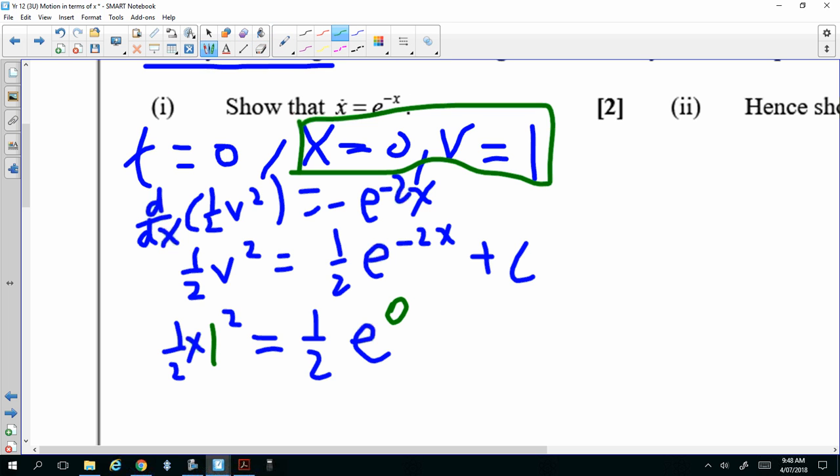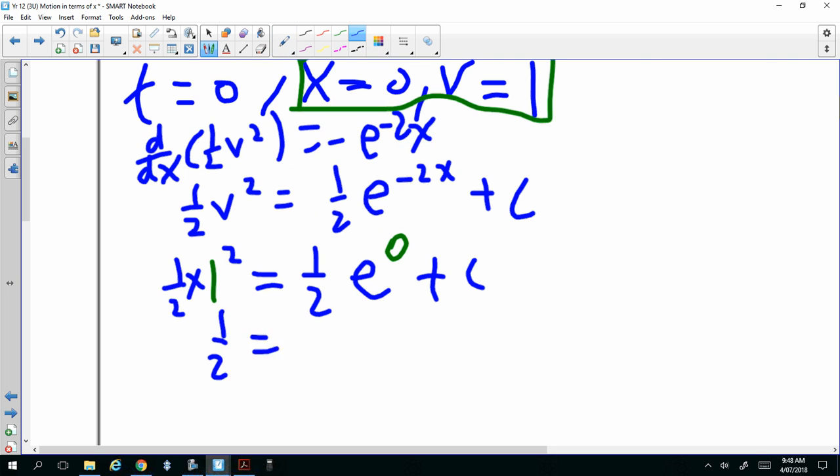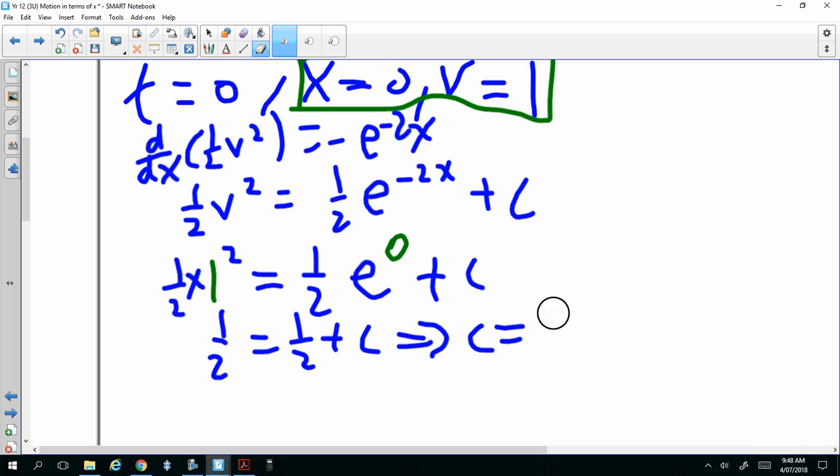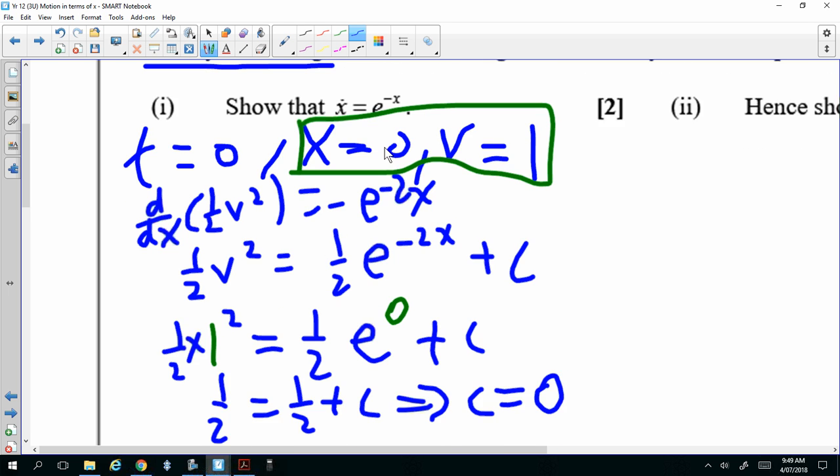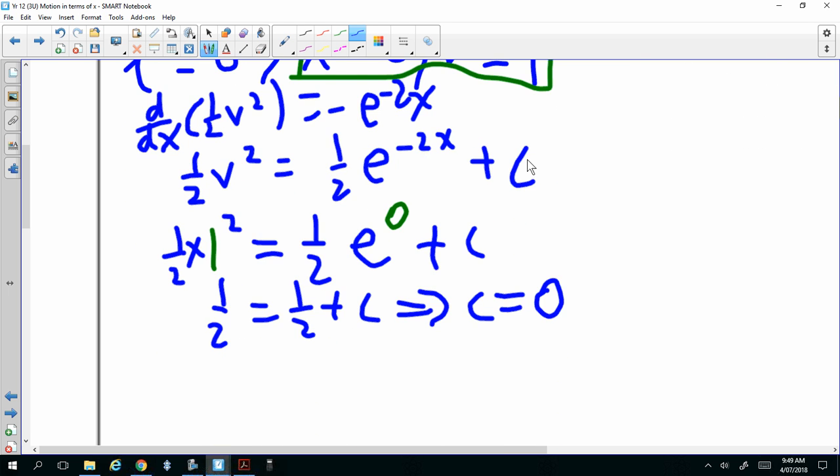I think the ones we did before are all 0. It can be not 0. It's just the question made in such a way that it's 0, so that's easier to do. Okay. All right. So we continue. So we get half v squared equals half e to the power negative 2x. And then we'll multiply both sides by 2. So we get v squared equal to e to the power negative 2x.